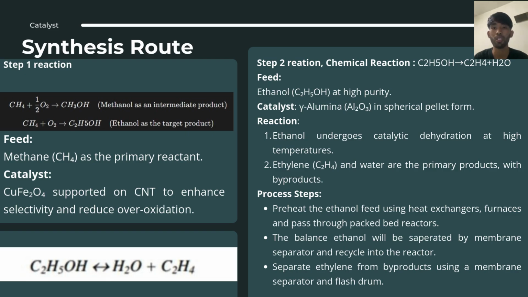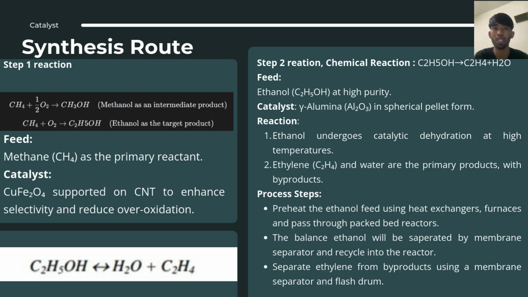For the step 2 reaction, we feed ethanol at high purity, and we use aluminum oxide in spherical pellet form as a catalyst. The ethanol undergoes catalytic dehydration at high temperature, and ethylene and water are the products, with water as the byproduct.